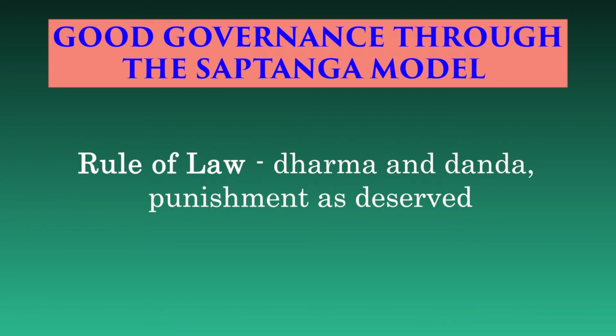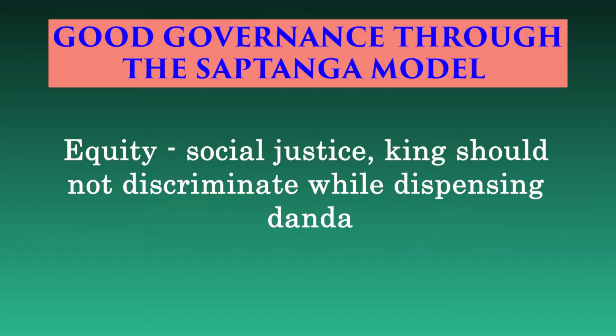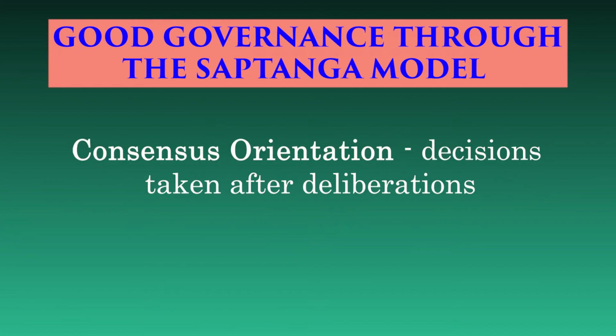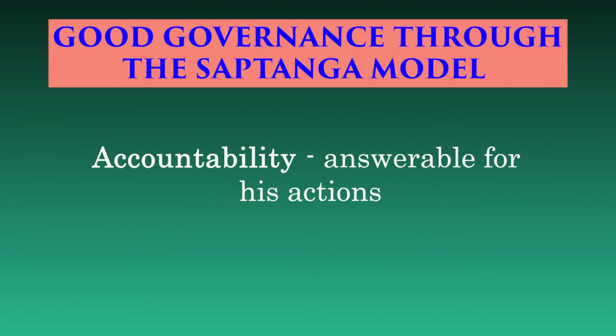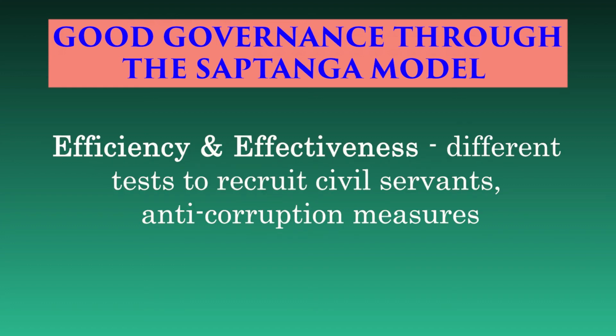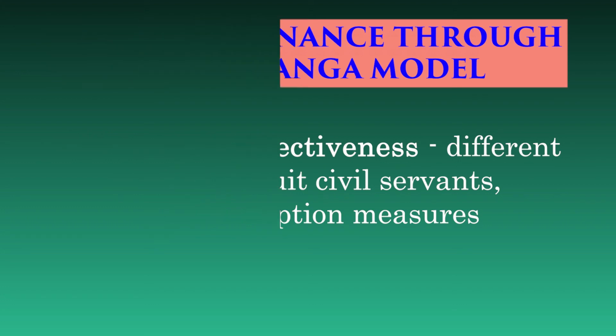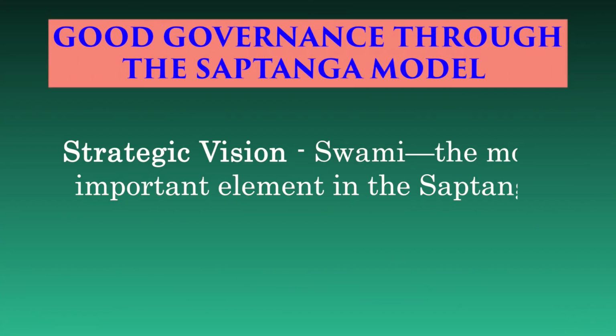Rule of law connoted the principles of dharma and danda. Equity can be found in social justice, welfare state, taking care of the old, aged, disabled, etc. Consensus orientation can be seen in the decisions taken by the Council of Ministers after much deliberation. Accountability can be seen in the fact that the king was the constitutional servant and he was answerable to the people for his actions. Efficiency and effectiveness can be seen in the different tests to recruit the civil servants as well as the anti-corruption measures emphasized by Kautilya. Finally, the strategic vision can be ensured through the Swami, the most important element in the Saptanga.